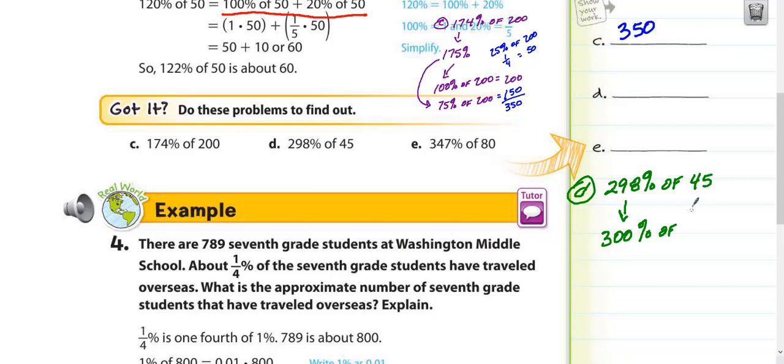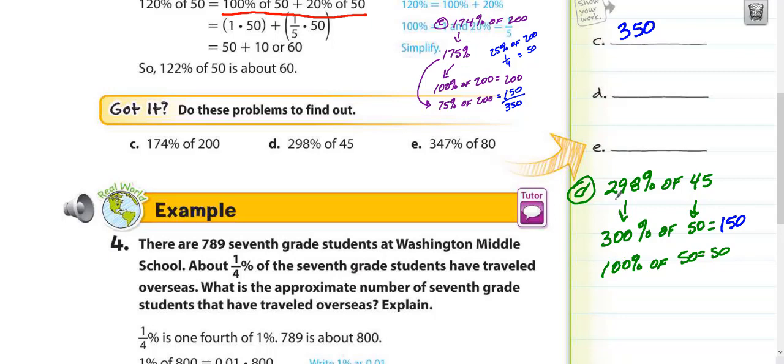And I would say, you know what, if we're just doing an estimate, I would round that to 50. We'll go back and we'll do it as 45 also, but I would do it as 50 because that gives me, depending on how close I need to be with my estimate, a really easy thing to work with. I know that 100% of 50 equals 50, so 300% of 50 is going to be 3 times 50, which is 150.